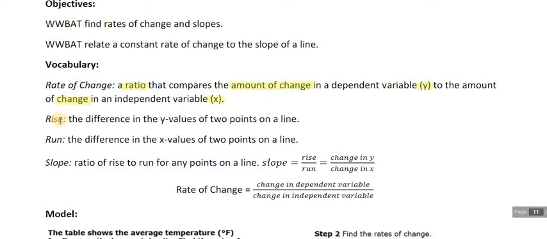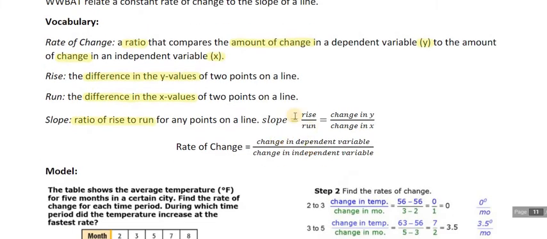Rise refers to the difference or change in y values of 2 points on a line. Run refers to the difference or change in x values of 2 points on a line. Slope refers to the ratio of rise to run, so rise over run for any points on a line.